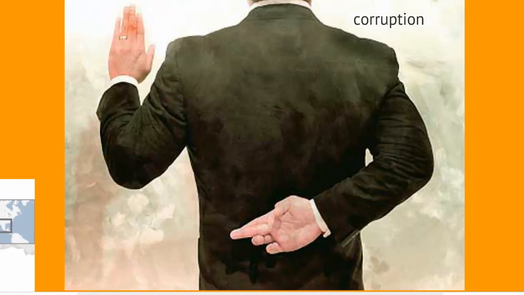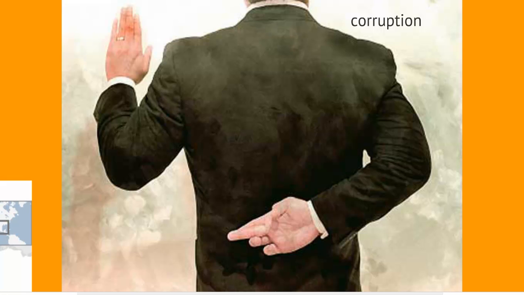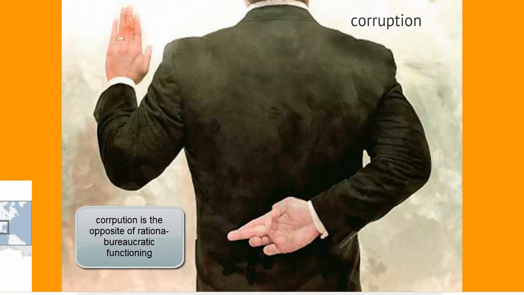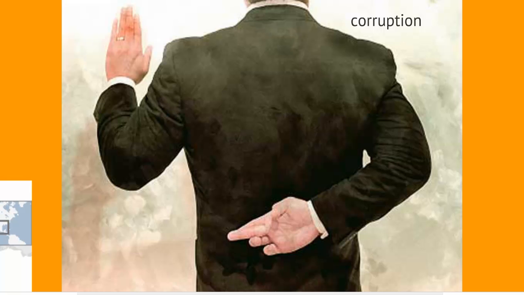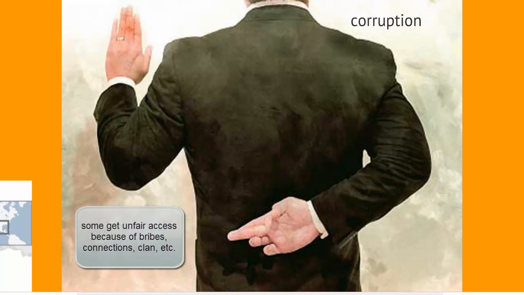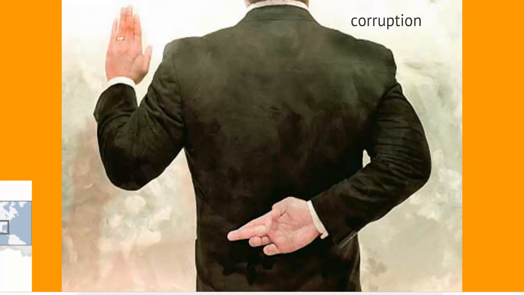Another major challenge to Mexico and most countries is corruption, which eats away at the rational bureaucratic functioning of the state's organization. Corruption means some are getting unfair access to power and resources because they pay officials off or are well connected. That's unfair in principle, but it's also practically bad, as it means that the state runs much less efficiently.